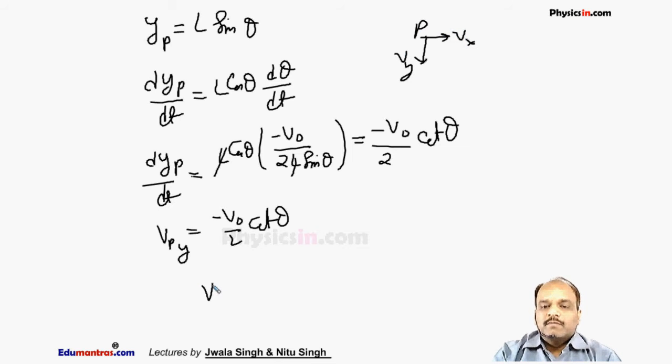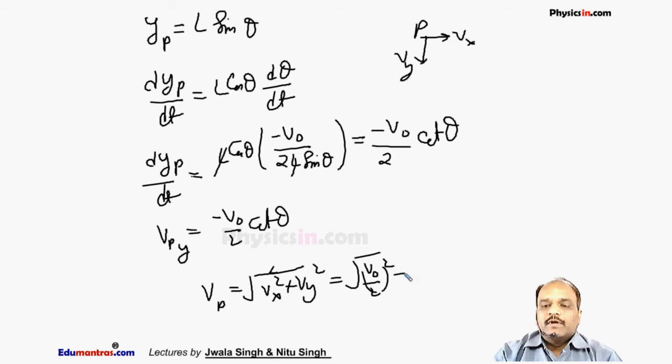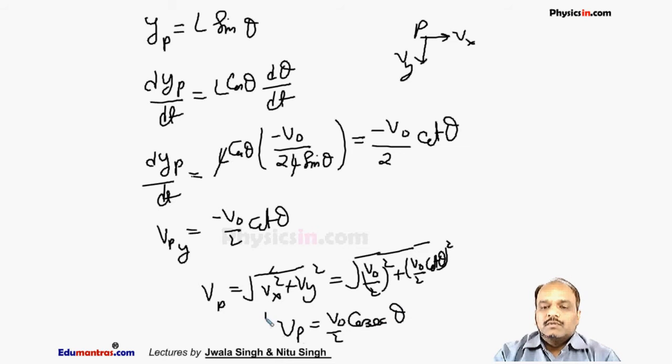So we can say the speed of point P is root over vx square plus vy square, which comes out to be root over v naught by 2 whole square plus v naught by 2 into cot theta whole square. So this comes out to be v naught by 2 into root over 1 plus cot square theta, and we know 1 plus cot square theta is cosec square theta, and the root of cosec square theta is cosec theta. So this is the speed of point P, and this is the final answer.